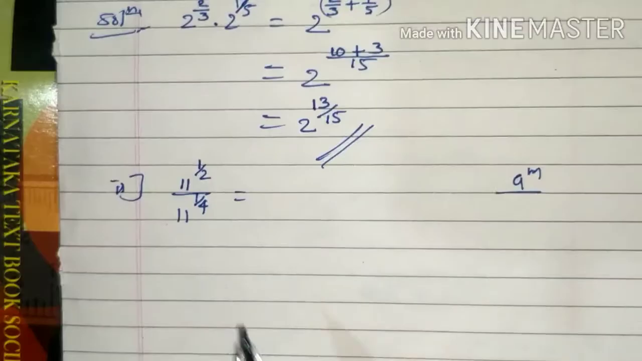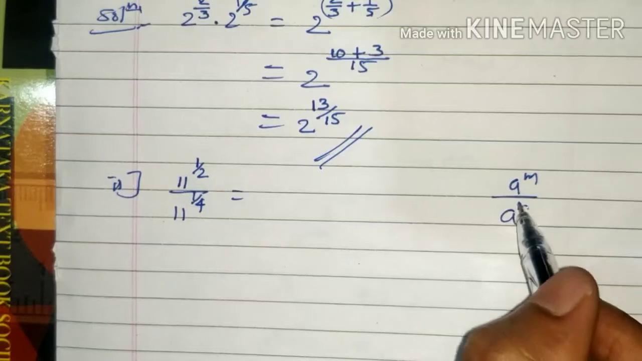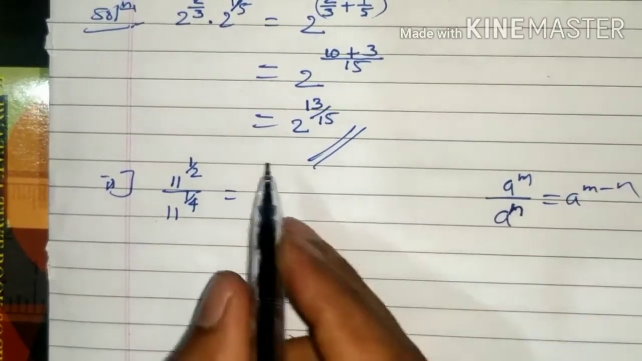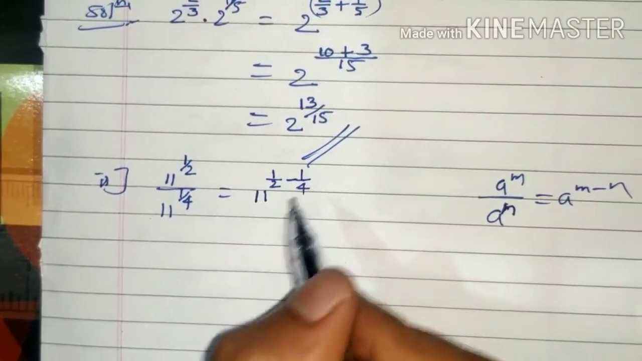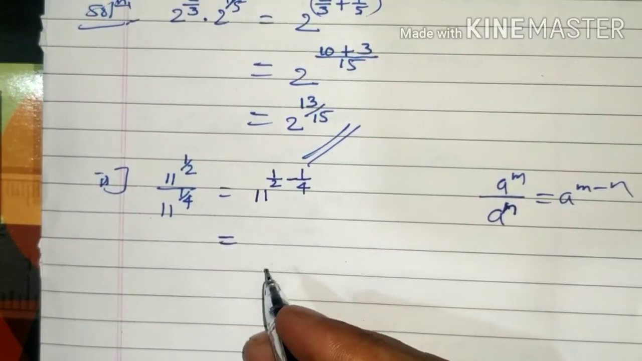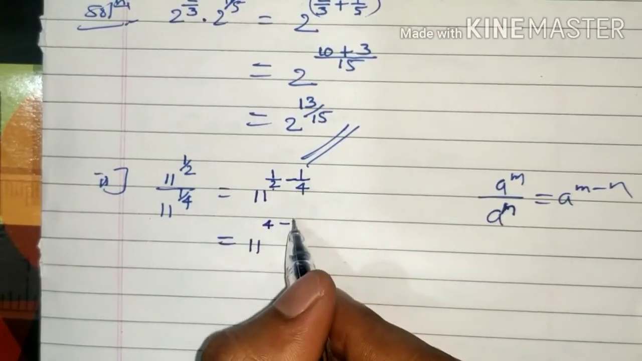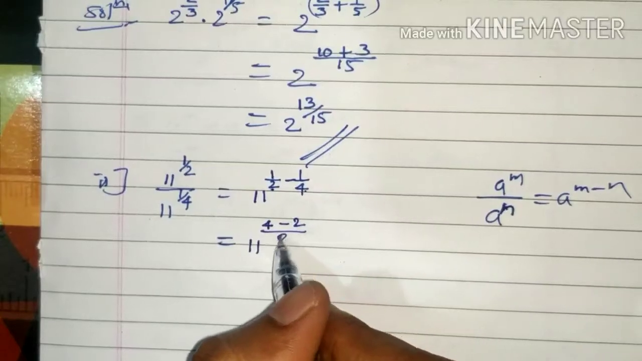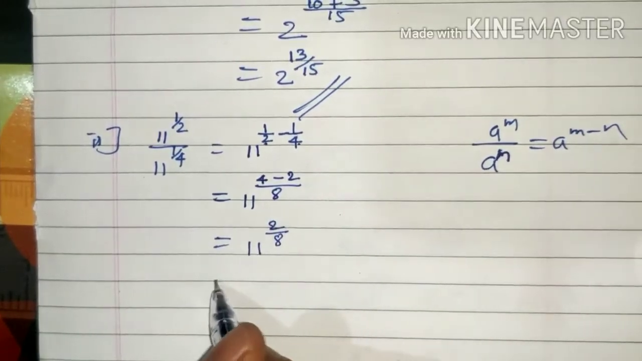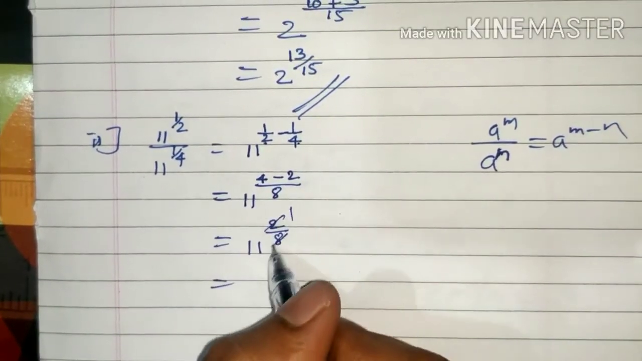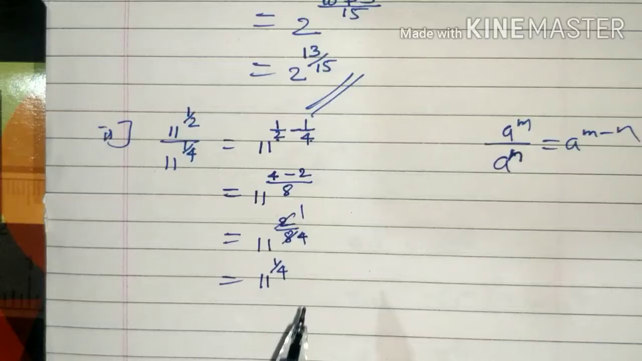So here it is, 11 raised to 1 by 2 divided by 11 raised to 1 by 4. So it is in the form a raised to m divided by a raised to n, that is equal to a raised to m minus n. So simplifying this one, 11 raised to 1 by 2 minus 1 by 4. So that is equal to 11 raised to 4 ones are 4 minus 2 ones are 2, divided by 2 fours are 8. 11 raised to 4 minus 2, 2, divided by 8. So 11 raised to 2 by 8, you can simplify this one. So 1 by 4, 11 raised to 1 by 4. So this is how you can simplify.